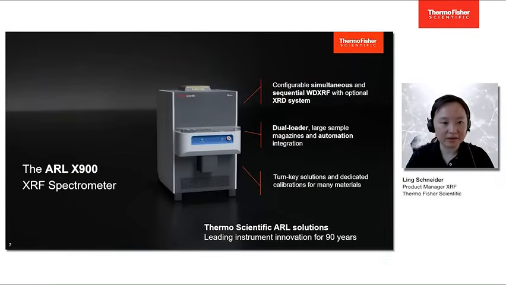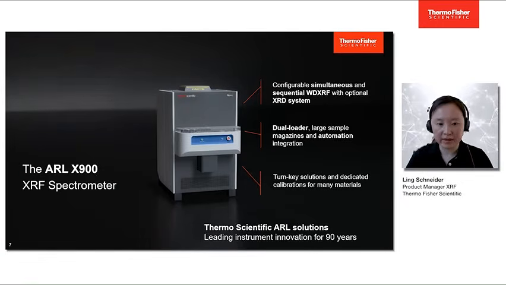The ARL X900 spectrometer is the latest addition to our X-ray fluorescence spectrometer portfolio. With the launch of the new ARL X900 spectrometer, we are reaffirming our commitment to delivering fast and precise elemental analysis tailored to industrial applications. The ARL X900 spectrometer offers both simultaneous and sequential wavelength dispersive X-ray analysis, which can be complemented with an integrated X-ray diffraction system as well.